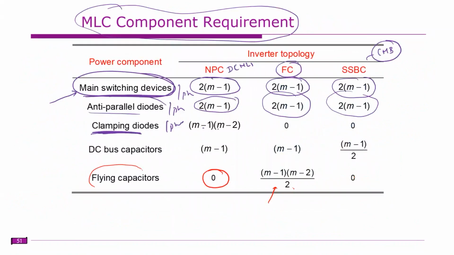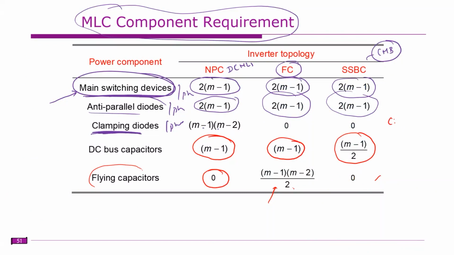Similarly for CHB, flying capacitors are not required. And in case of DC bus capacitors, for M level, you require M minus 1 DC bus capacitors. In case of flying capacitor, you require M minus 1 DC capacitors. Whereas here, this is (M minus 1) by 2, right?